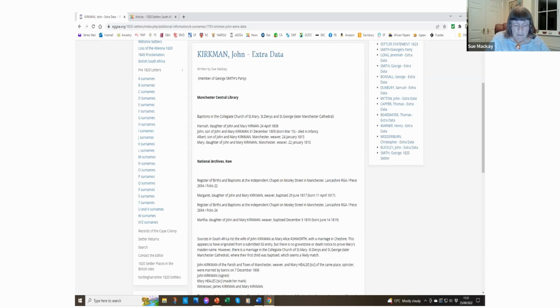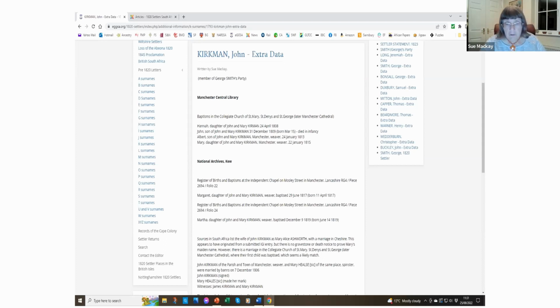Sources in South Africa listed the wife of John Kirkman as a Mary Alice Ashworth, with a marriage in Cheshire. And this appears to have originated from a submitted IGI entry. But there's no gravestone or death notice to prove Mary's maiden name. However, there is a marriage in the Collegiate Church of St Mary, St Denis and St George, later Manchester Cathedral, where their first child was baptised, which seemed to me a much more likely match.